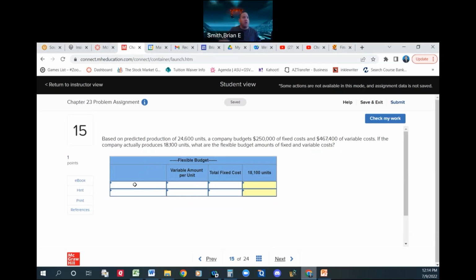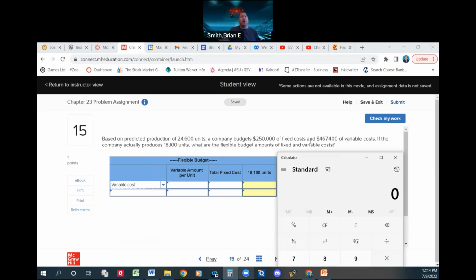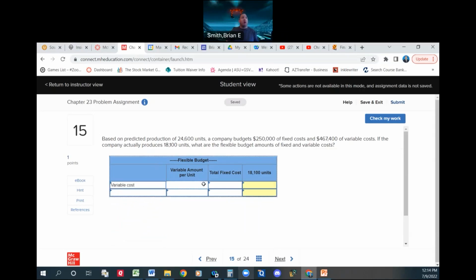All right, so let's go ahead and look at this. We'll start with variable costs. Let me pull up my calculator here. If our budget for our variable costs was based on 24,600 units, we need to get this to our variable cost per unit. So we're going to take 467,400 and divide it by the number of units we thought we were going to sell. So we're at $19. Let's throw 19 bucks in here.